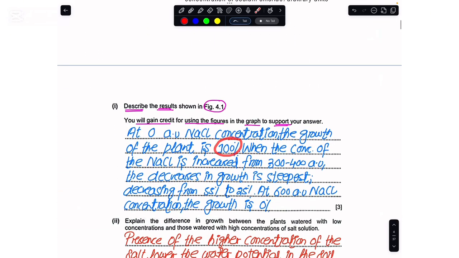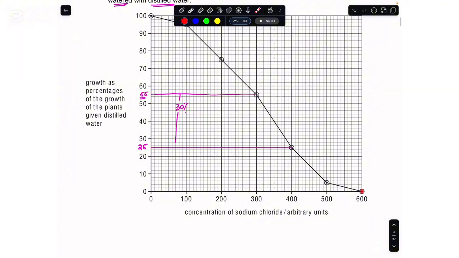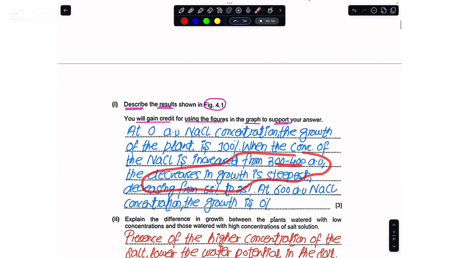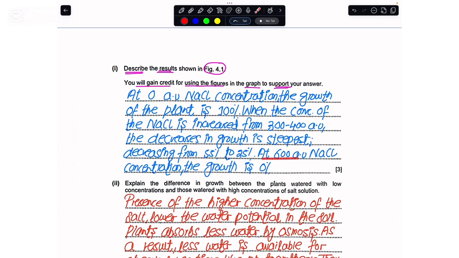Moving above, I have written very clearly that when the concentration of sodium chloride is increased from 300 to 400 arbitrary units, as I calculated above, the decrease in growth is steepest and goes from 55% to 25%, an overall decrease of 30% at this concentration of sodium chloride. And at the last point, as I said above, at 600 the growth is 0%. So you would have to write this third point for scoring 3 marks: at 600 arbitrary units of sodium chloride concentration, the growth of the plant is 0%.